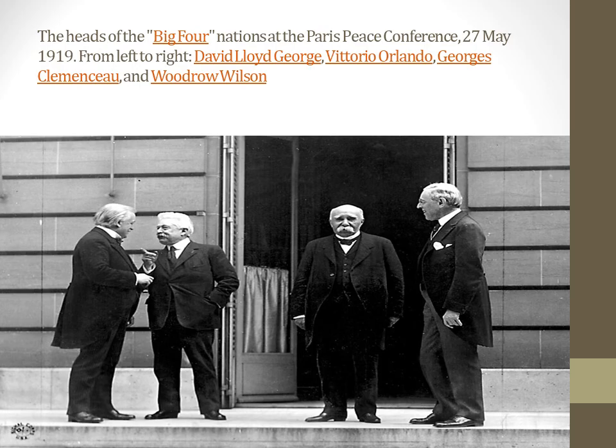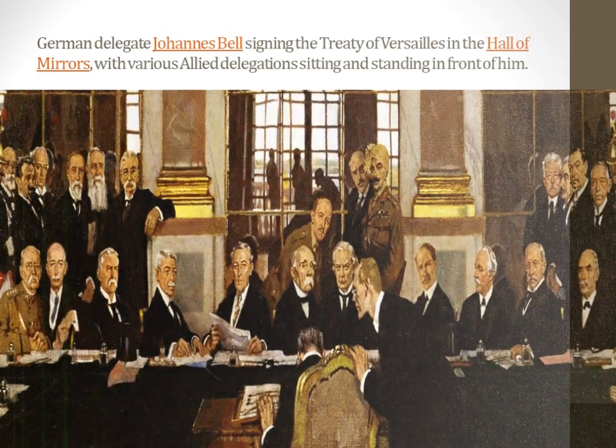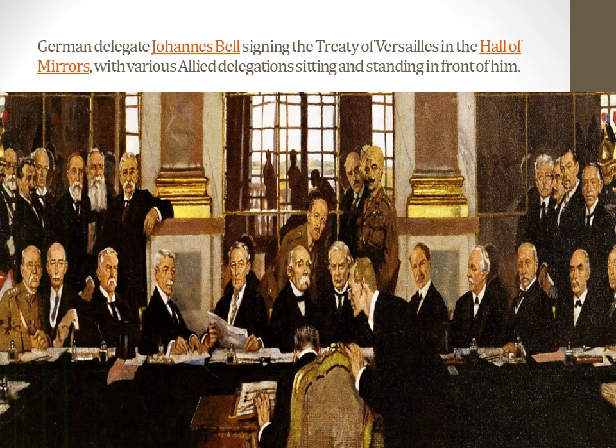Actually, these are the leaders. Talking from left to right, it is David Lloyd George, Vittorio Orlando, Georges Clemenceau, and Woodrow Wilson, the then U.S. President. One delegate, Johannes Bell, signed the Treaty of Versailles in the Hall of Mirrors, actually, with various Allied leaders sitting beside him.